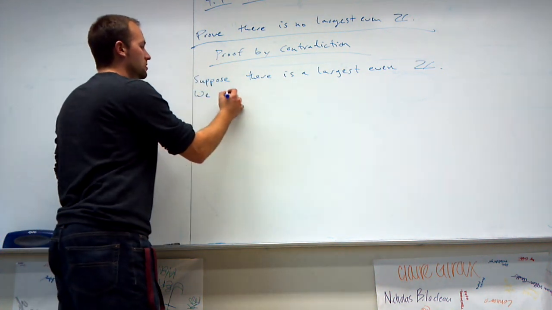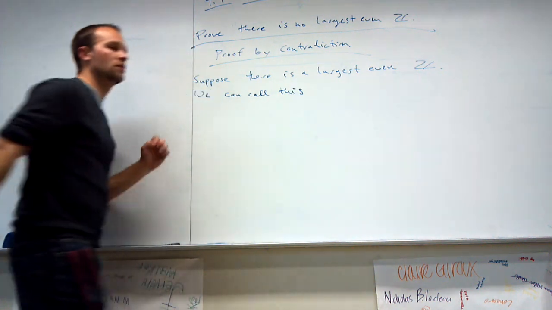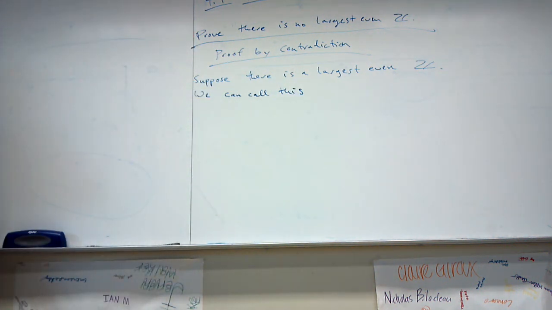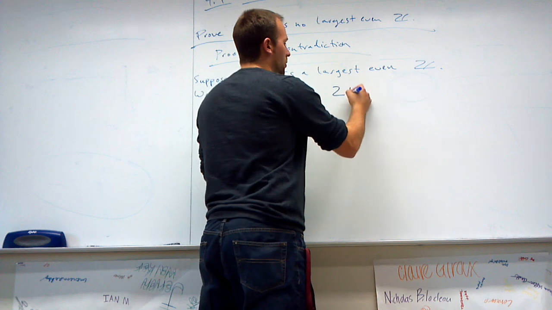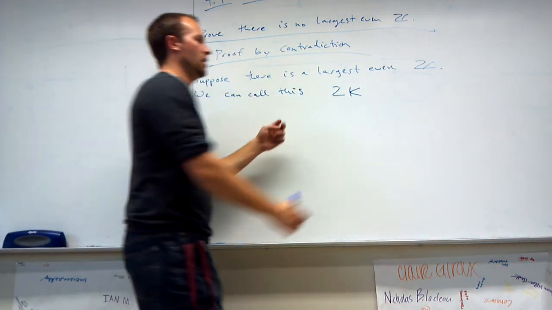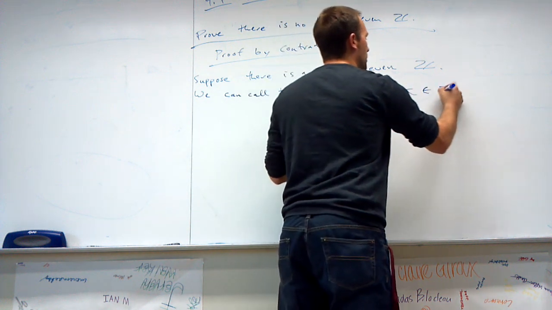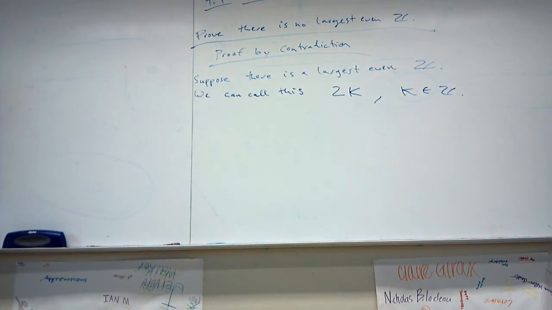We can call this, how are we going to define an even integer? How have we defined that? Yeah, so we can call this 2k, I'll stick with k because we've been using k. So 2k, as long as k is an integer. So we suppose there is a largest one, we call it 2k.